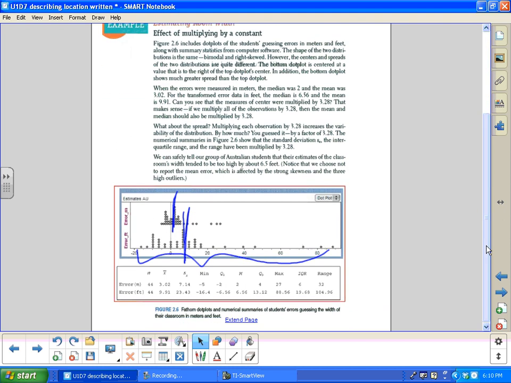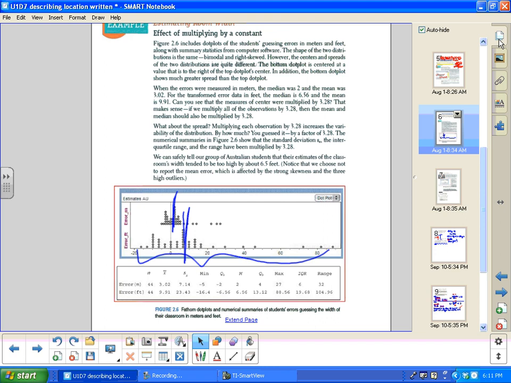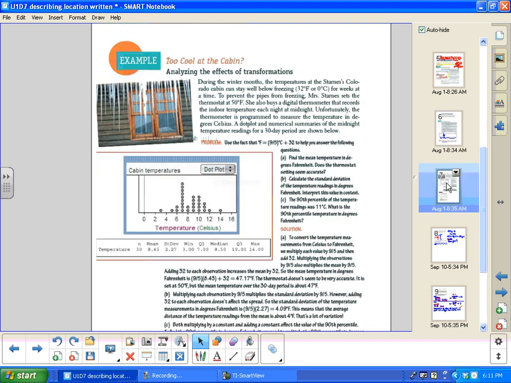The AP loves these questions. We're actually going to revisit this topic a little bit later when we talk about something else, but they really like these types of questions. They want you to realize what happens when you add a number to every value, when you multiply every value by a number, and so on. So here's an example. I don't want to read through all this. I just like the pictures. You are more than welcome to read through it, though. It would probably help you out a lot.